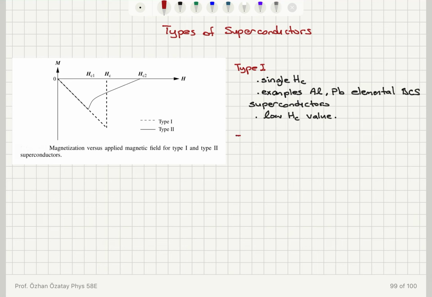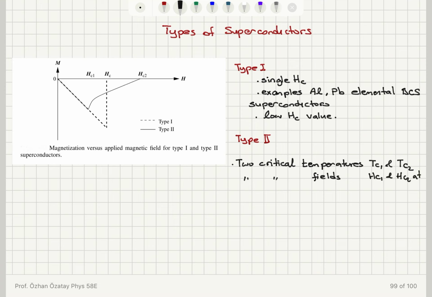And for type 2 superconductors, we have two critical temperatures and two critical fields at a constant temperature. So two critical temperatures, TC1 and TC2, and also two critical fields, HC1 and HC2, at a constant temperature.